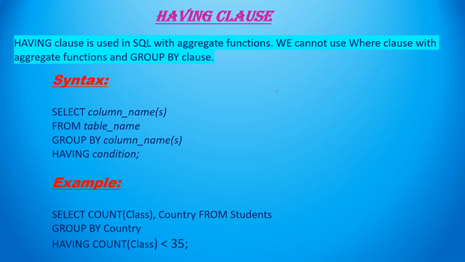Next is the having clause. Having clause is used to specify a condition like the where clause. It is similar to the where clause, but having clause is used with group by. We can't use where condition with group by. We have to use having in place of where if we are using group by clause. Group by country, having count less than 35. We can't use where with group by.